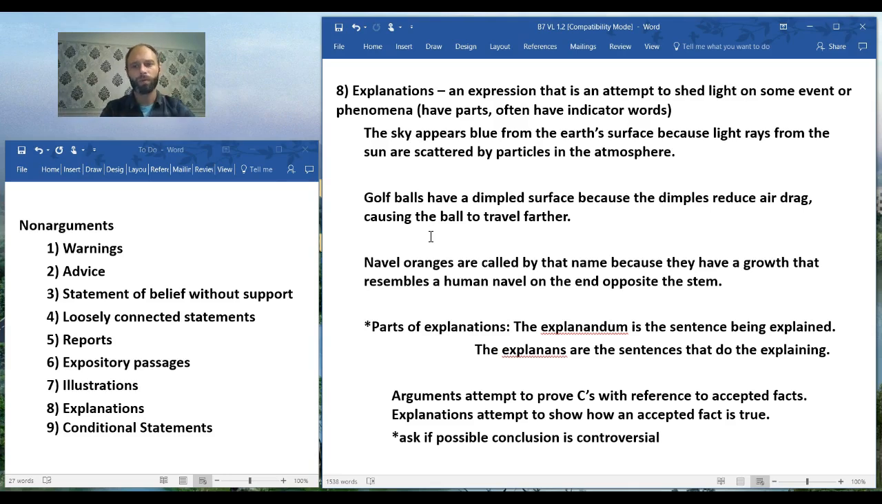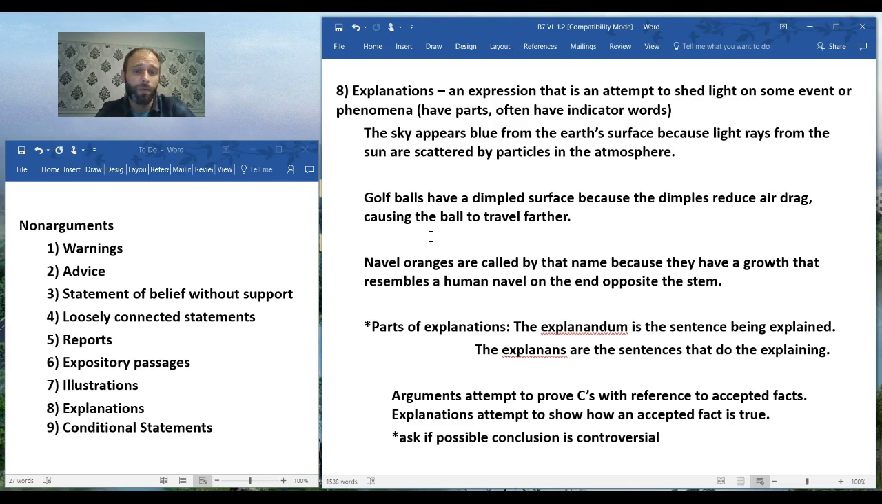But here, we get an explanation of why it looks blue from the Earth's surface. So why does it look blue? It looks blue because light rays from the sun are scattered by particles in the atmosphere. So a good test for whether or not the passage you're looking at is an explanation or an argument is ask yourself what the conclusion would be if it was an argument, and then ask yourself if it's at all controversial. If it's not at all controversial, then you're probably looking at an explanation.